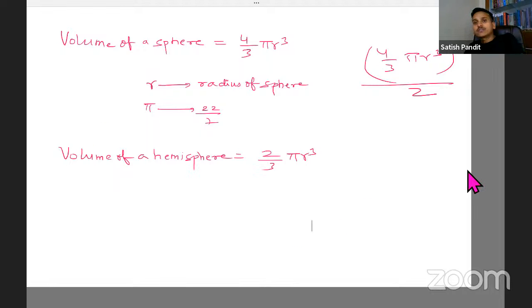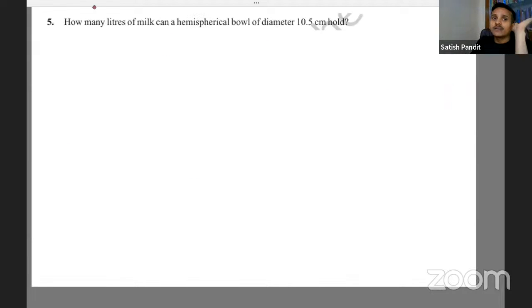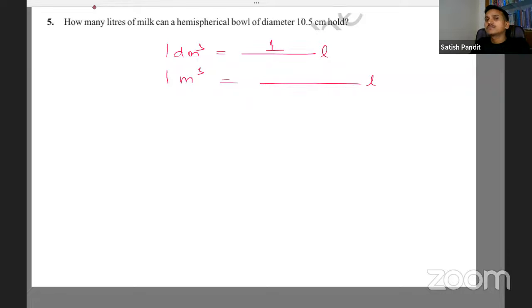Just remember that. Okay. So now this question, how many liters of milk can a hemispherical bowl of diameter 10.5 centimeter hold? Abhinav, unmute yourself. Tell me, 1 decimeter cube is equal to dash liters. 1 decimeter cube is equal to 1 liter. Excellent. Good. It's correct. Next. Stuti, 1 meter cube is equal to dash liters. 1000 liters. Please, everyone, remember this.